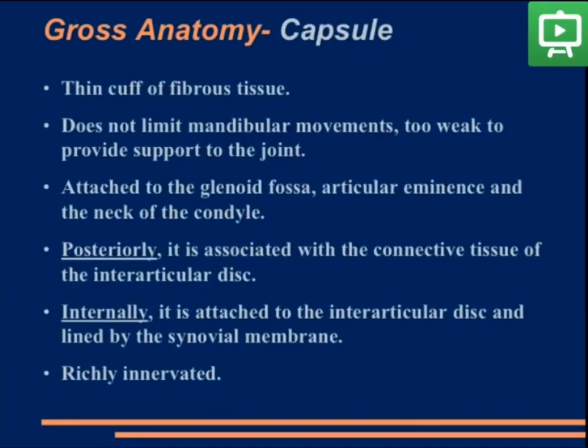Then we talk about the articular capsule. It's a thin cuff of fibrous tissue that covers the interior and exterior of the temporomandibular joint. It does not limit the movement because it is too weak to provide any support for the joint.